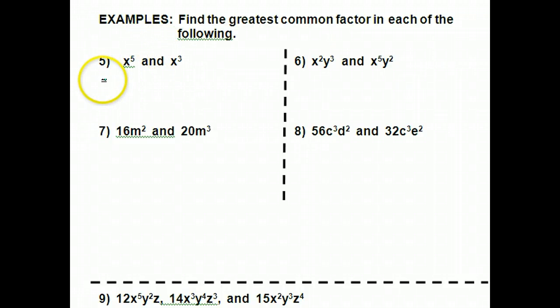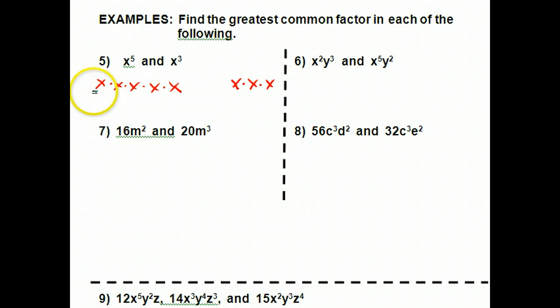So I'm going to split it up into all of its factors. So x to the 5th is 5 x's: x times x times x times x times x. And x cubed over here is going to be 3 x's multiplied together.